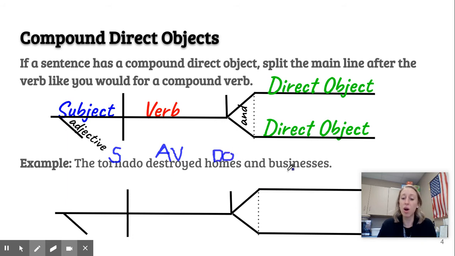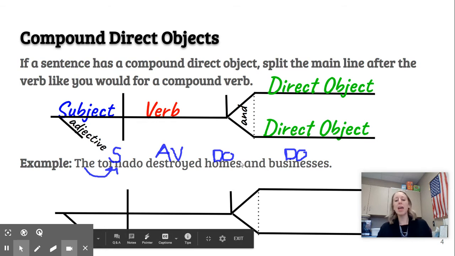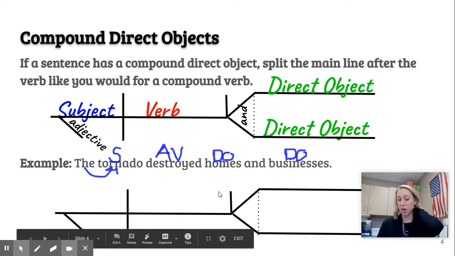But in this example, it also destroyed businesses. So here we have two direct objects. The conjunction just joins the two together, so we don't have to do anything with labeling that. And then we know that the is modifying tornado. Okay, so now that we have our sentence labeled, we can plug it into our diagram.